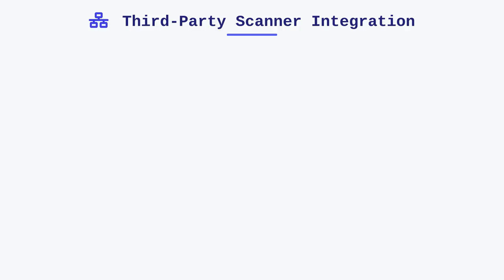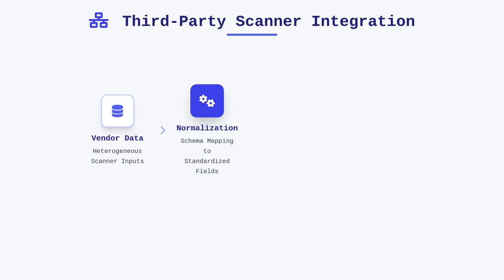Third-party scanner integration relies on specific schema definitions that translate heterogeneous vendor data into a normalized format that the ServiceNow engine can process. This normalization process happens at the ingestion layer, where distinct scanner attributes are mapped into the standardized fields of the vulnerable item model.